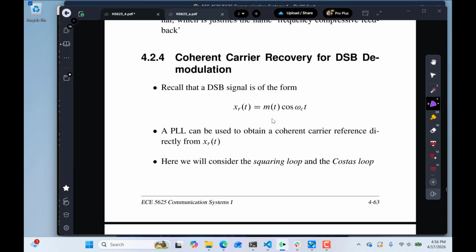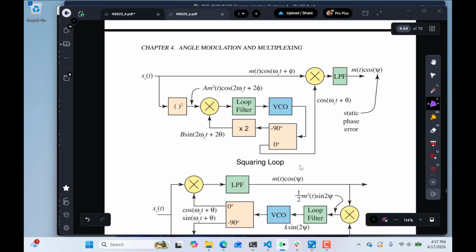We know that with double sideband, and of course this is part of the exam 2 topics, we can't recover the message from this without getting a coherent carrier in our hands. So we need to get a coherent carrier. So we can use a phase lock loop to derive a coherent carrier from this x_r(t) signal. There's 2 popular means of doing that. One is called a squaring loop, the other is a Costas loop. Costas is the name of the guy that invented it.